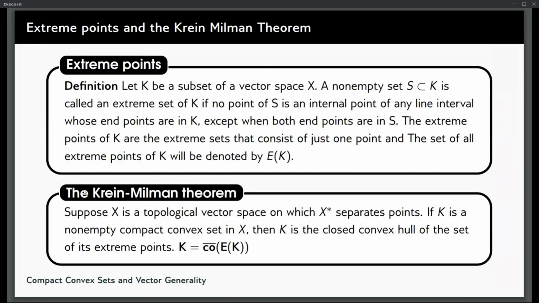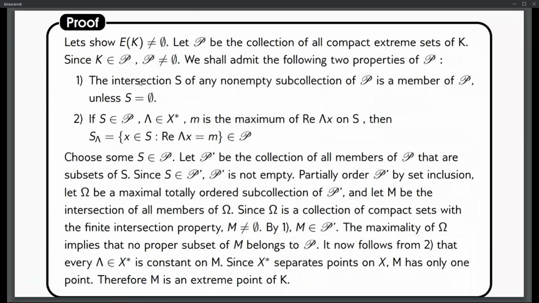And this is the Krein-Milman theorem, which tells us that if X is a topological vector space on which X star separates points, so this is true for locally convex spaces, of course, and if K is a non-empty compact convex set in X, then K is the closed convex hull of the set of extreme points, which means that the set of extreme points is actually quite large, as Rudin says. And we're going to prove this theorem. There are certain details that I didn't include; I just included the general ideas, or the general picture at least.